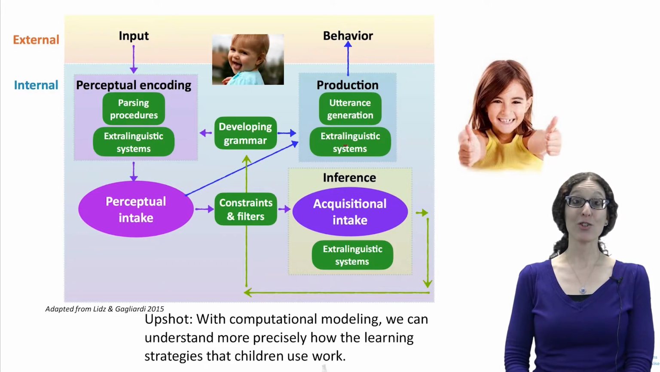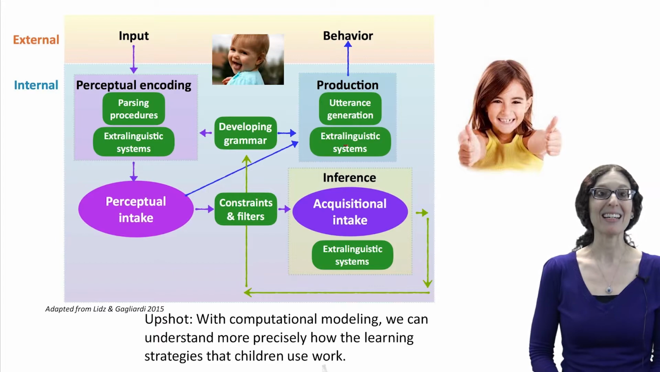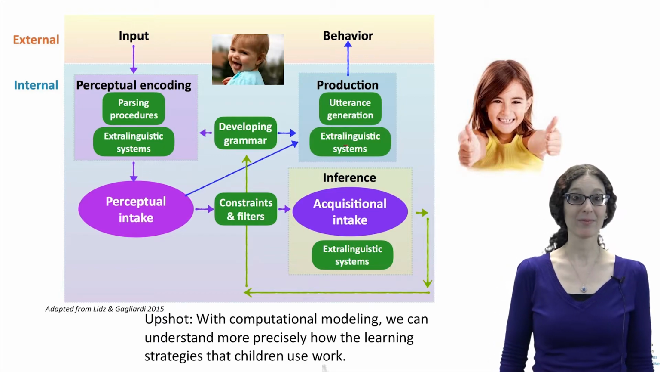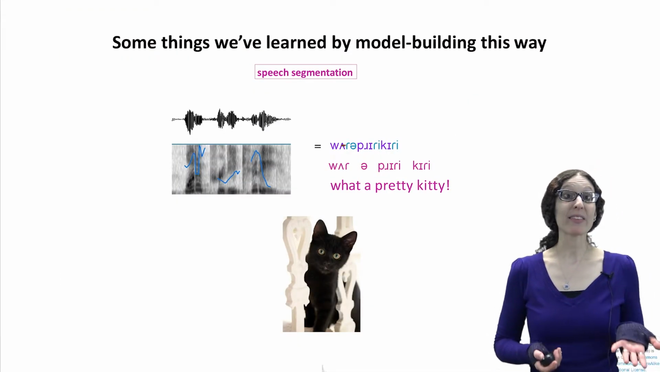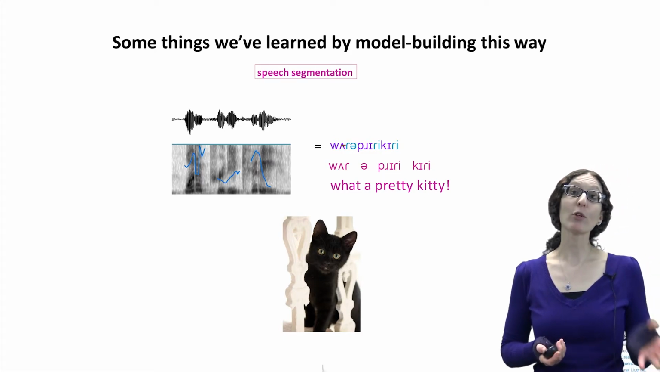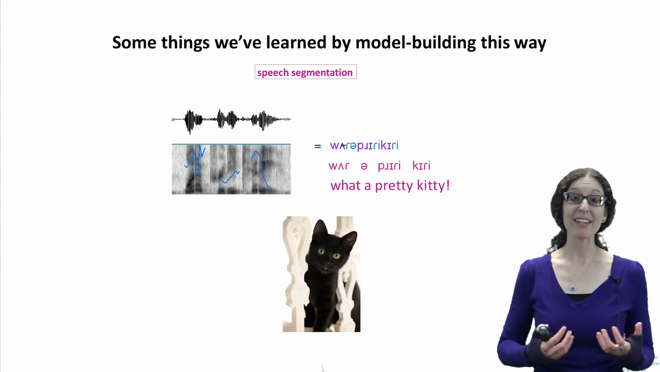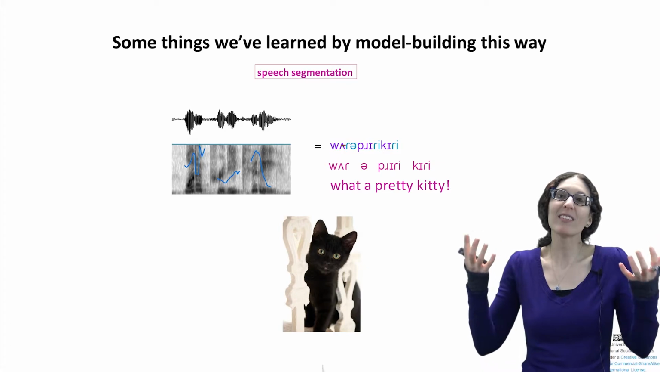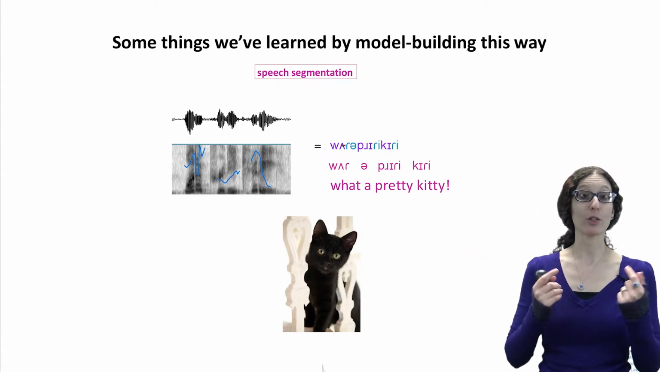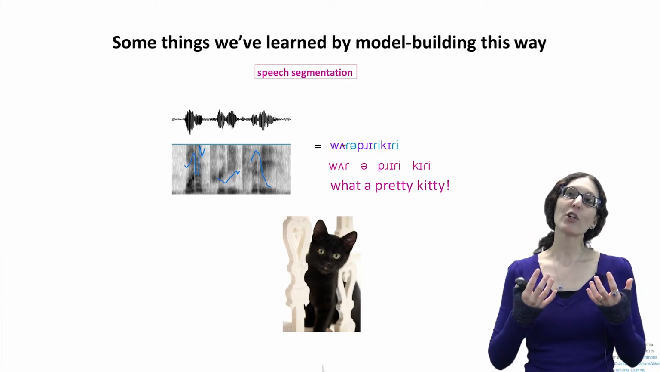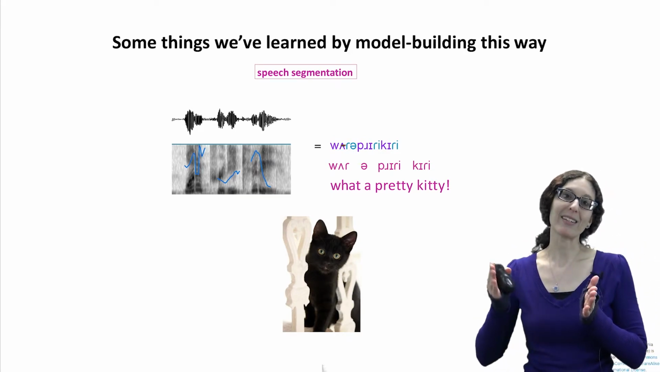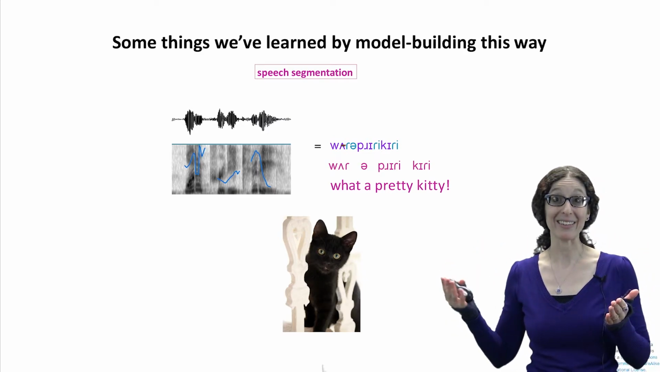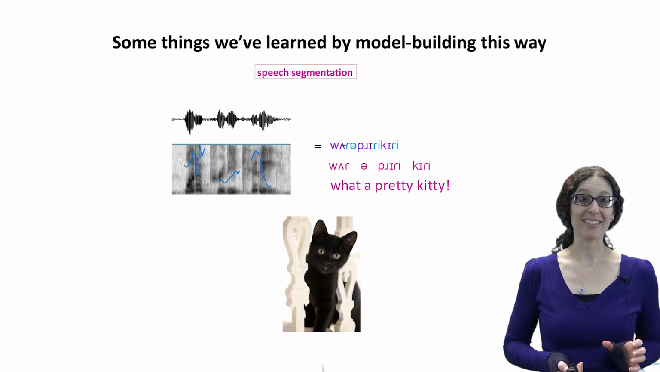So with computational modeling, we can understand more precisely how the learning strategies that children are using to accomplish language acquisition work. So let me tell you about some things we've learned by model building this way. And we're going to focus on the area of speech segmentation, which again is that process of taking a continuous auditory signal, which has all of this information in it, which again visually is represented in the graph over there. And it's that process of turning it into an internal, discrete representation, which we consciously perceive as a sequence of words, like "what a pretty kitty." Okay, so let's focus on that task.